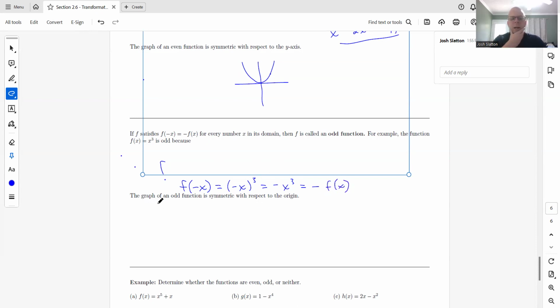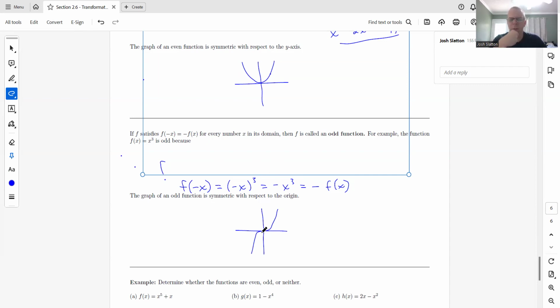And so the graph of an odd function is symmetric with respect to the origin. Now this is kind of hard to visualize, but it looks like this. Any odd function has to go through the origin. I don't think there's an exception to that I've ever seen, and it makes sense to me that that would be the case.